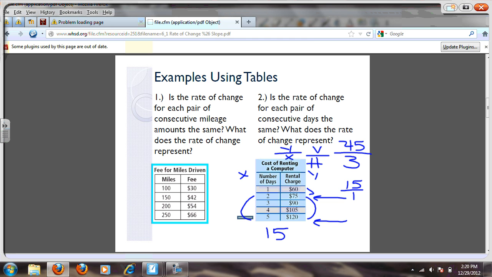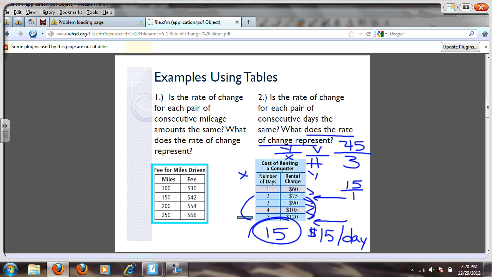Is that true every time, from 1 to 2, from 2 to 3, from 3 to 4, and from 4 to 5? Yes. What does this 15 represent? What does the rate of change represent? It tells me for every day I pay $15. So it's $15 per day to rent my computer.